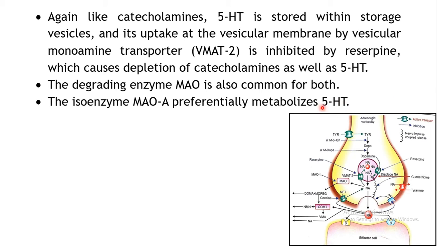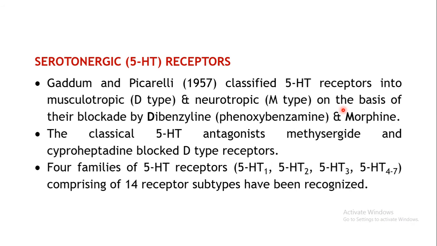Now for 5-HT metabolism, we have seen that there are two subtypes of this MAO, right? Preferably the MAO-A subtype is responsible for metabolism of 5-HT. So this has to do with the synthesis, storage and metabolism part. Then coming to the serotonergic receptors or 5-HT receptors.